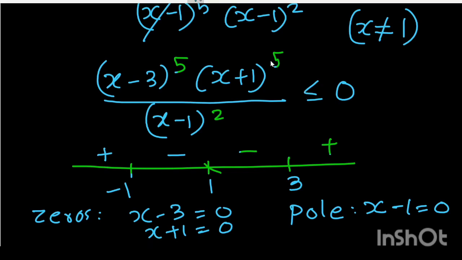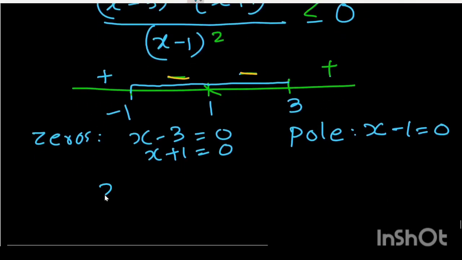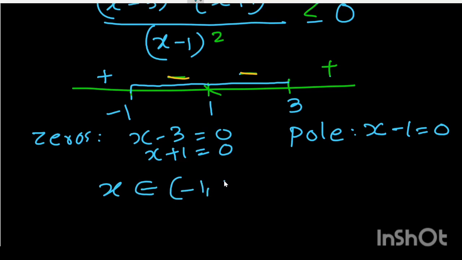Now the question is asking for less than. So less than means negative, we have to take the negative signs as our answer. So we will take minus 1 to 1, and from 1 to 3 also we will take. Okay, so that would be our answer. So x belongs to minus 1 to 3, in which we will exclude 1. Okay, x equals 1 we will be excluding. Okay guys.